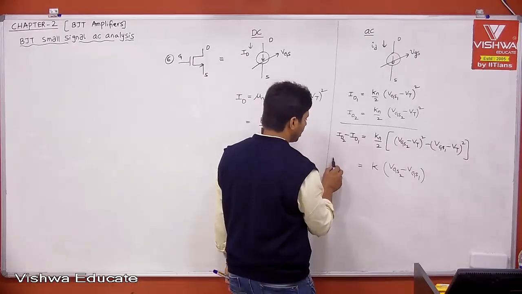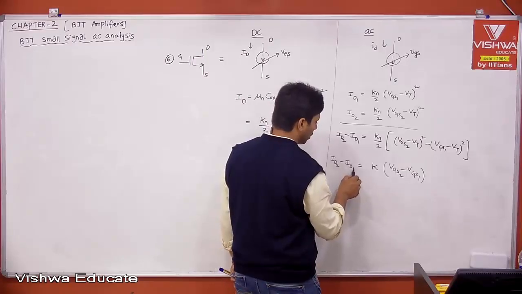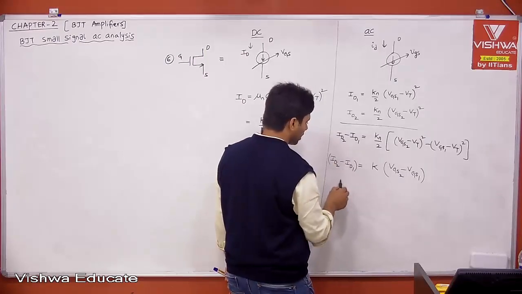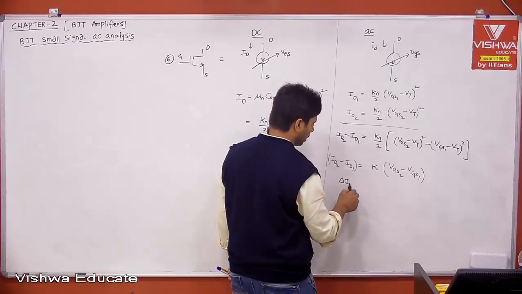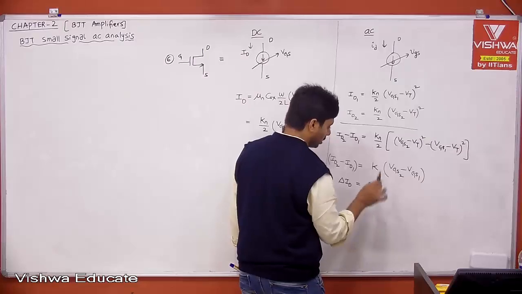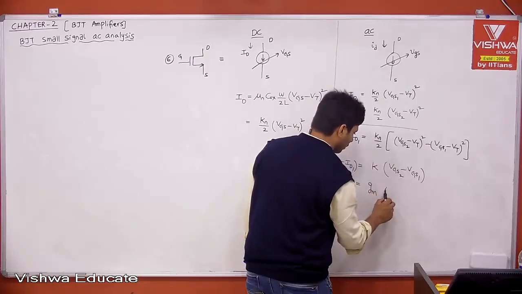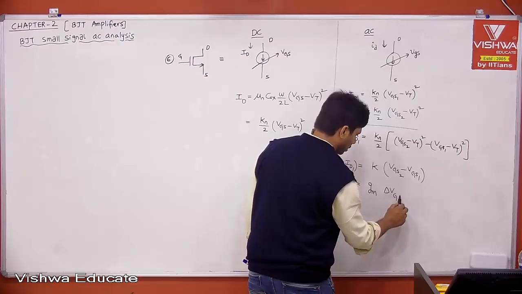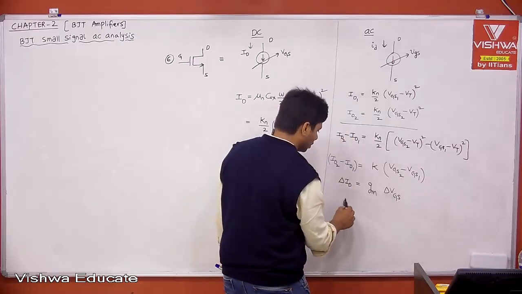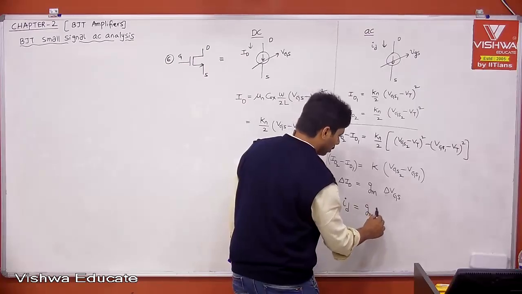Therefore, what is ID2 minus ID1? This is nothing but delta ID, which is equal to some constant into delta VGS. That constant is nothing but Gm. Why it is Gm? I will explain later. Therefore, small ID is represented as small ID is equal to Gm into small VGS.